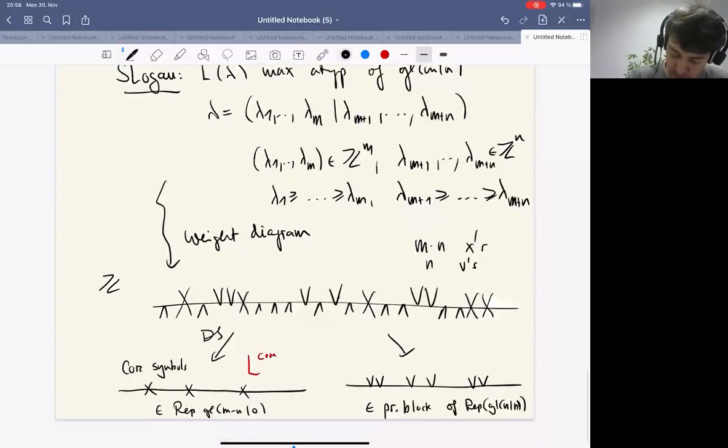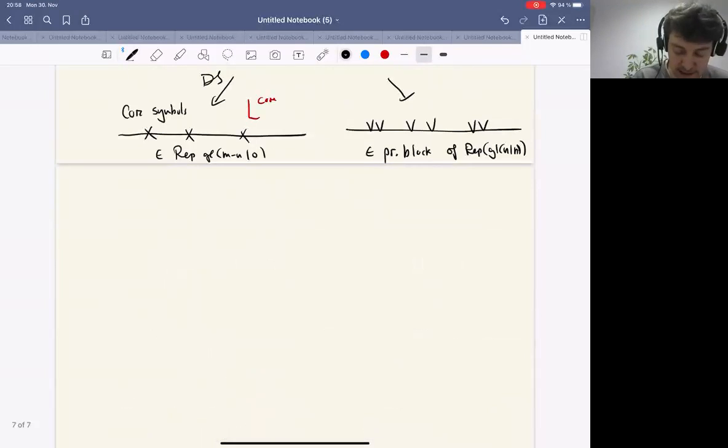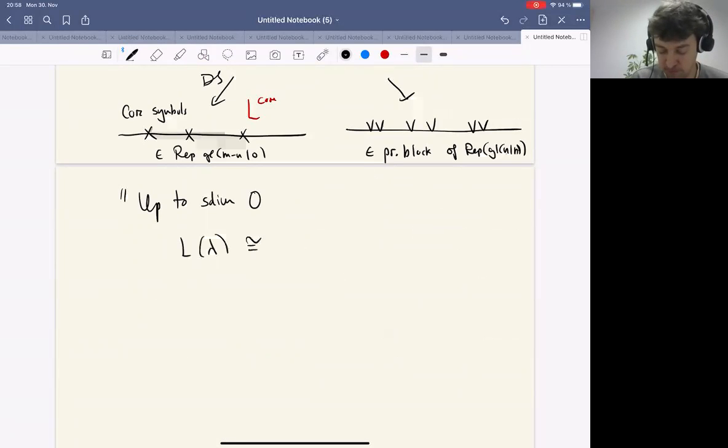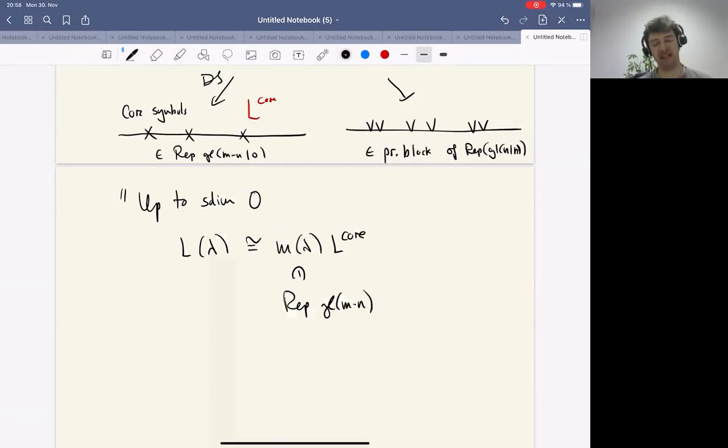And so the slogan is, up to superdimension 0, L lambda is this isotypic representation of GLM minus N that I get when I apply this DS functor repeatedly, external tensor product with this here. I have to give it a name.